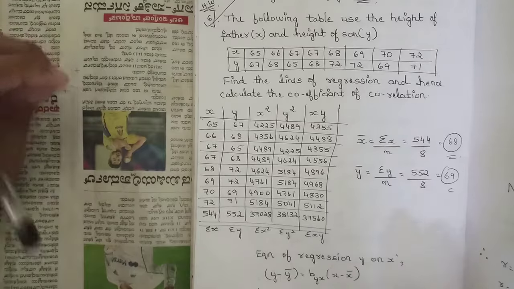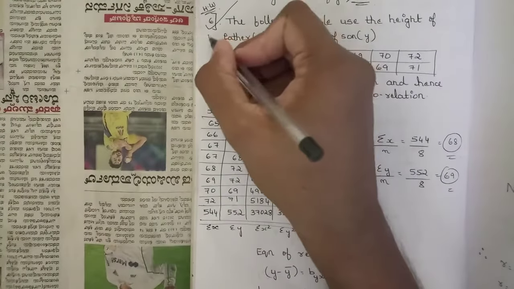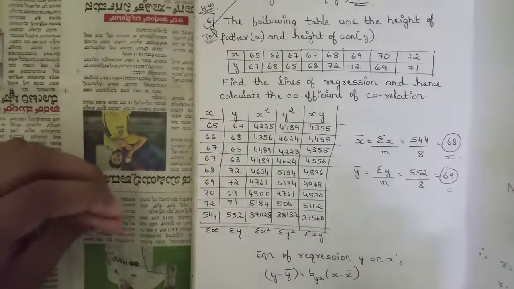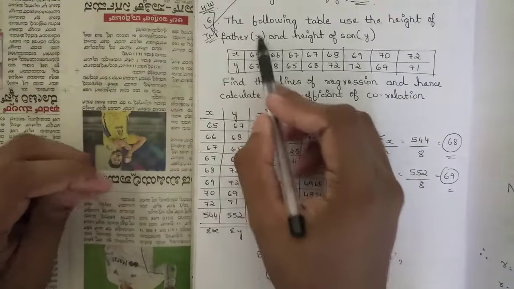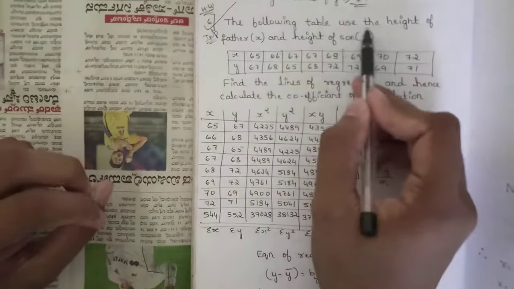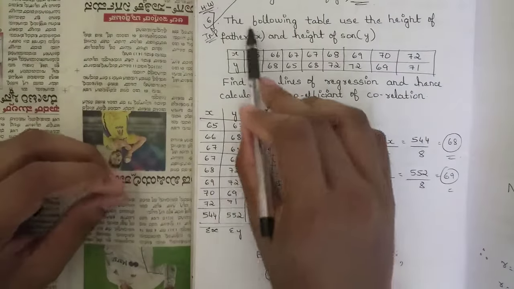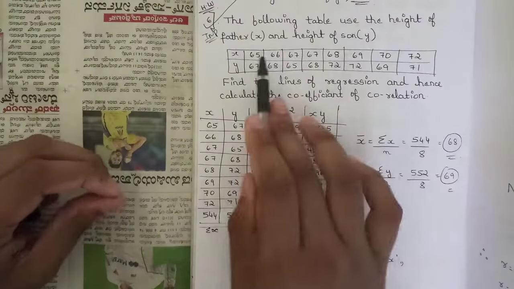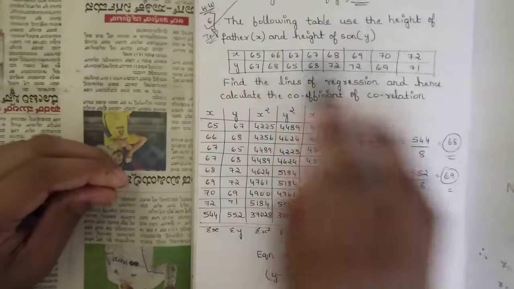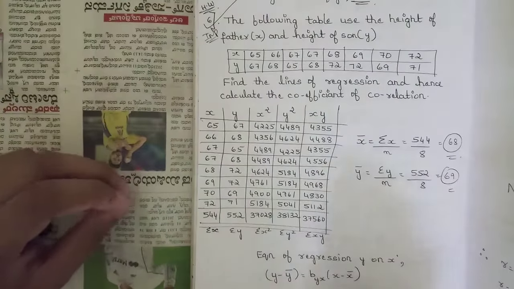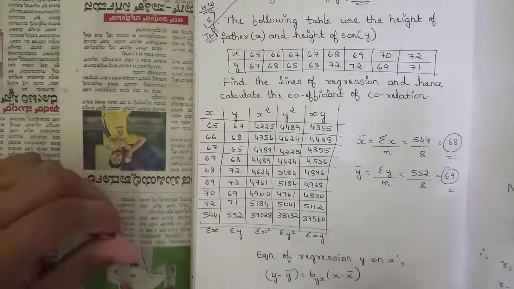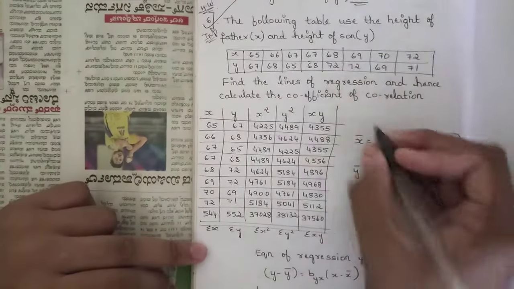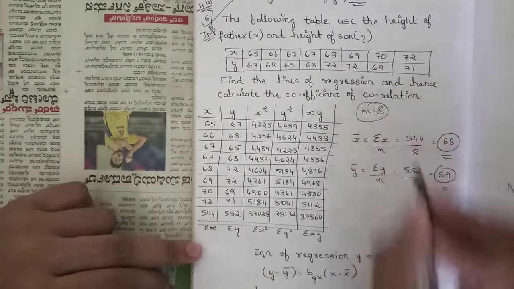So this is a very important question. The given question is: the following table gives the height of the father x and the height of the son y. Here the father is represented as x and the son is represented as y, and they have given the heights of the different fathers and sons, that is x and y. So we can see that the number of observations are 1, 2, 3, 4, 5, 6, 7, 8. So we can write n equal to 8.